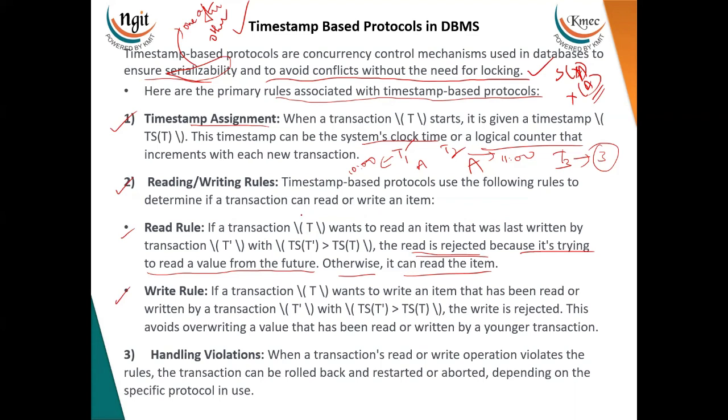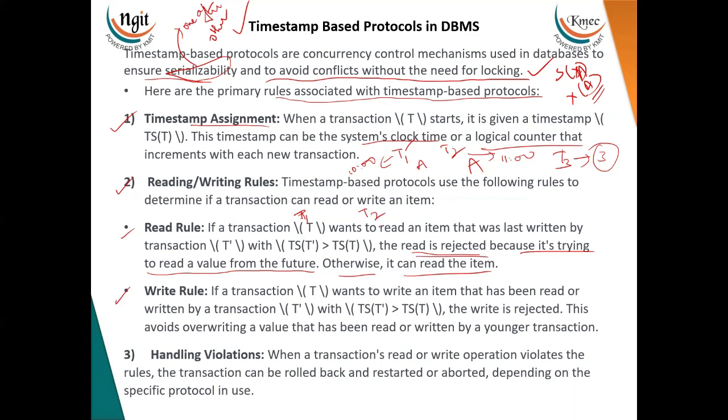Assume that the transactions T1 and T2 want to perform some kind of operations on the same data item. If T1 is considered as an older transaction, then whichever operations it wants to make on the data item, the transaction T1 has to do it first.